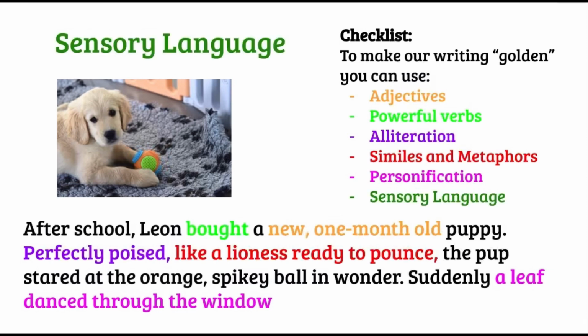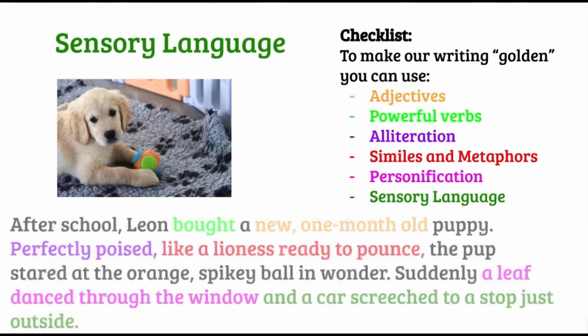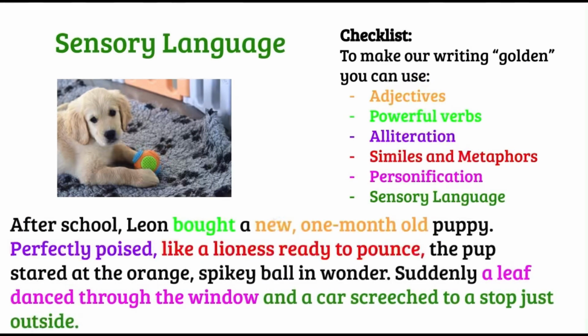Finally, I'm going to add in some sensory language. Now, our 5 senses are to hear, see, taste, touch, and smell. I wonder if you can see which sense I used. Suddenly, a leaf danced through the window and a car screeched to a stop just outside. Which sense did I use in that last green part of the sentence? Yeah, I used my sense of hearing. A car screeched, that's what you heard.